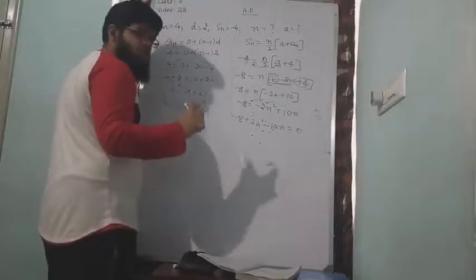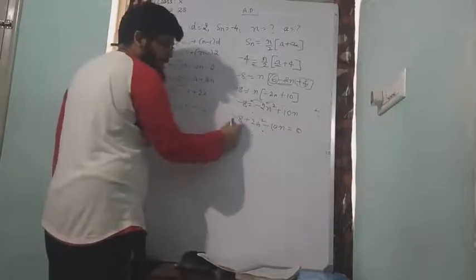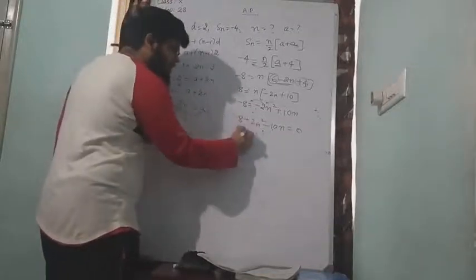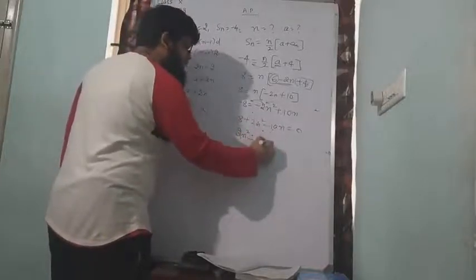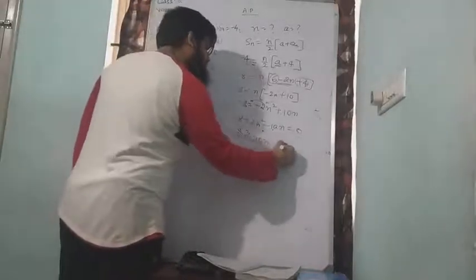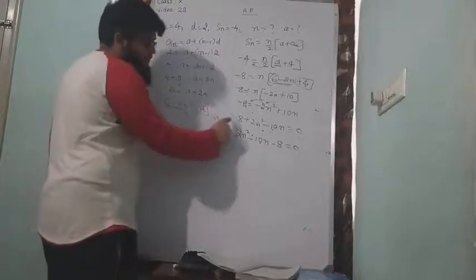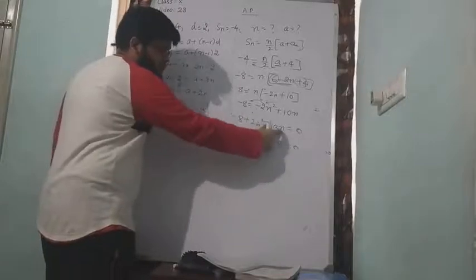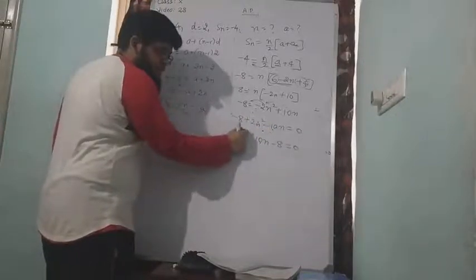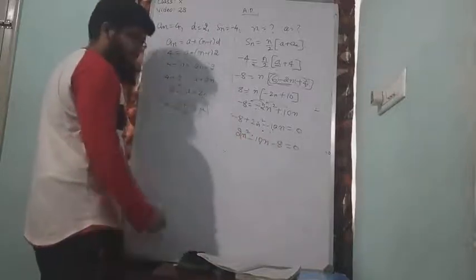Now the best order of writing is always the square term, then the term with single n, and then the constant term. So I will write 2n square first, then minus 10n, then minus 8 is equal to 0. Okay, please see what I have done. I wrote 2n square first, then minus 10n, because the order is highest power, then lowest power, then constant term. That is the order of writing.